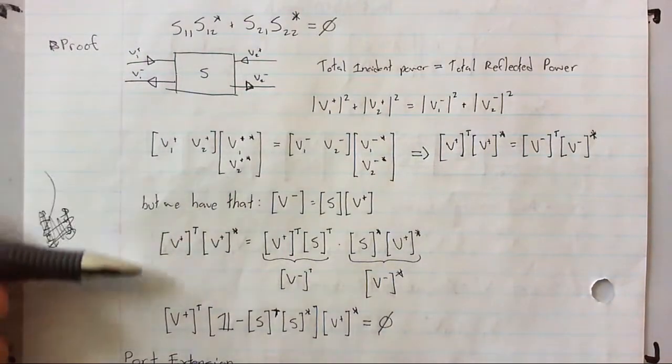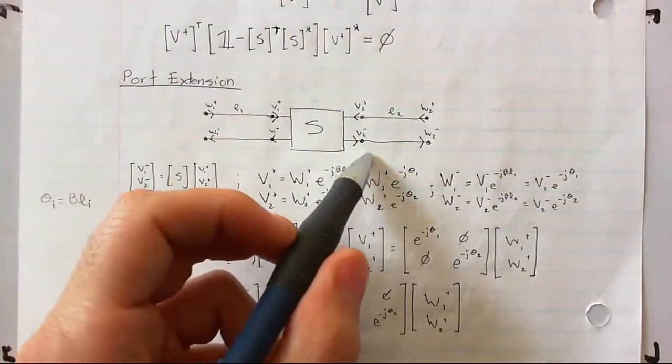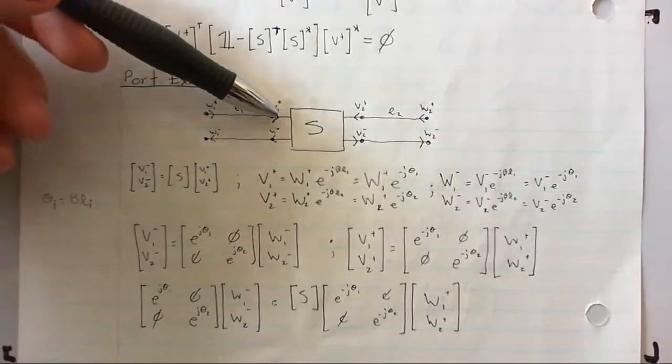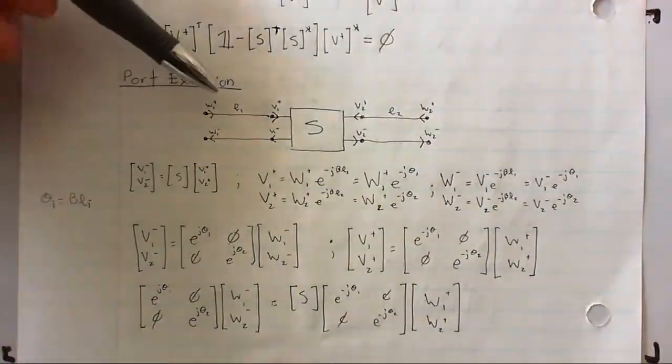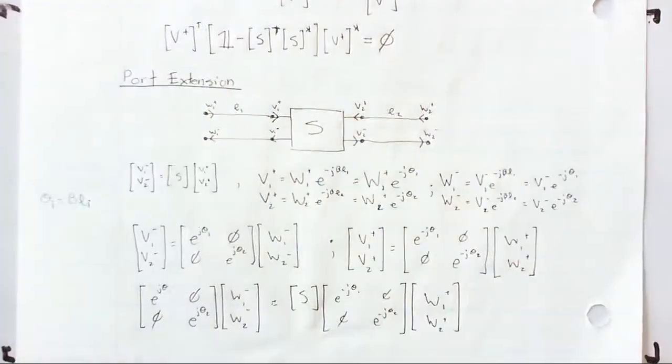So there you go. So we can also talk about things like port extension onto a network that has been defined by a scattering matrix. So this right here just represents some two-port network that we have the scattering matrix for. In addition, we've got two pieces of transmission line attached to both of those networks. We've got L1 and L2, so length L1 and length L2.